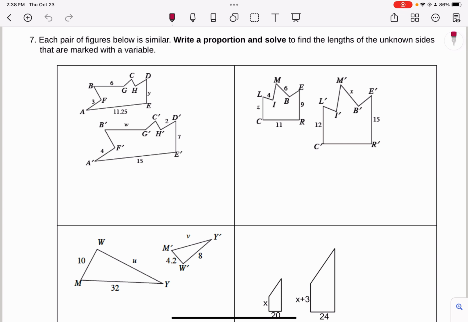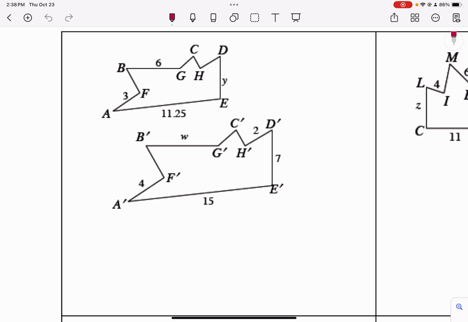All right, question 7. It says each pair of figures below is similar. Write a proportion and solve to find the lengths of the unknown sides that are marked with a variable.